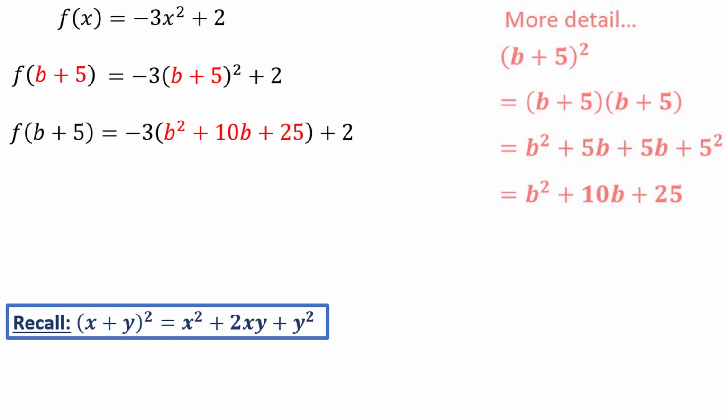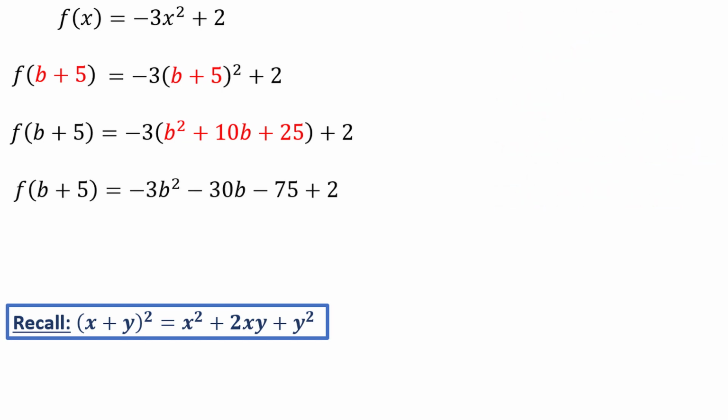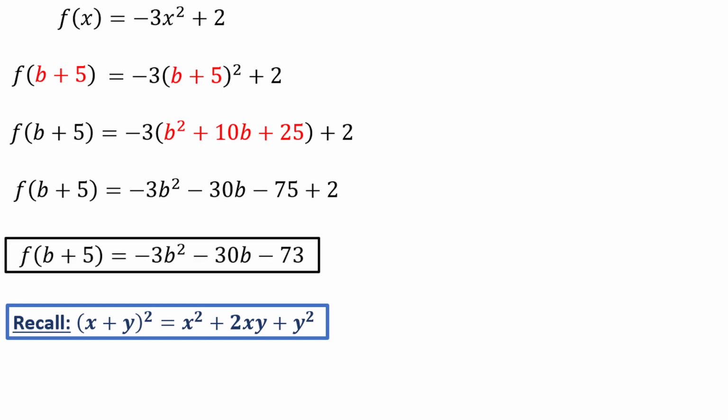Distributing the negative 3, we have negative 3b squared minus 30b minus 75 plus 2. Combining negative 75 and 2, we have f of b plus 5 is equal to negative 3b squared minus 30b minus 73, which is our final answer. Okay, one last problem like this.